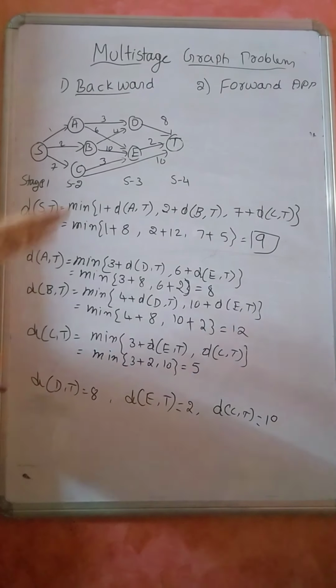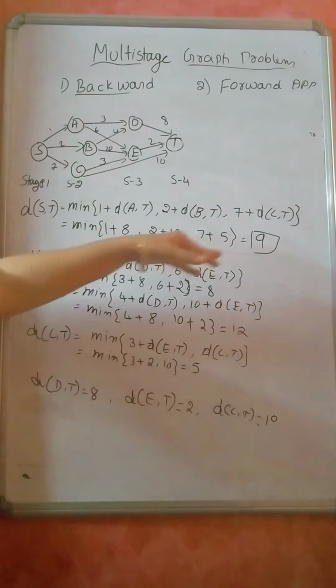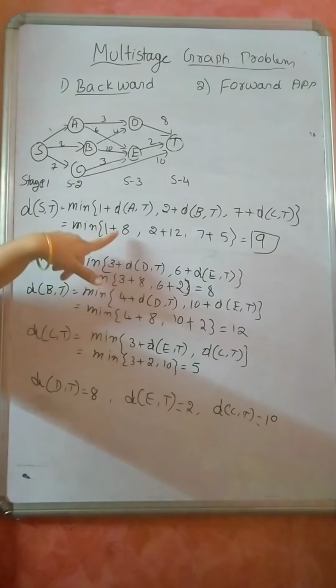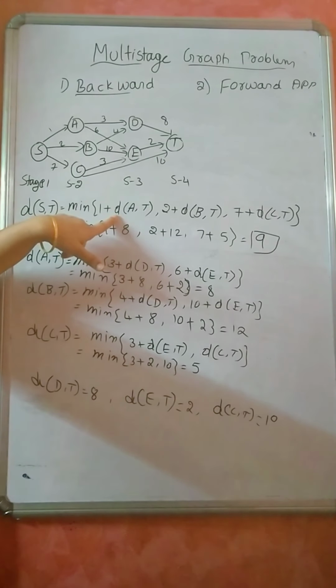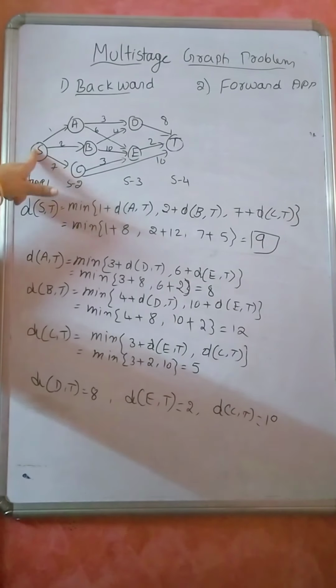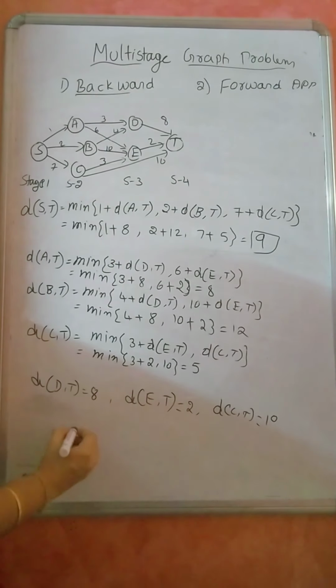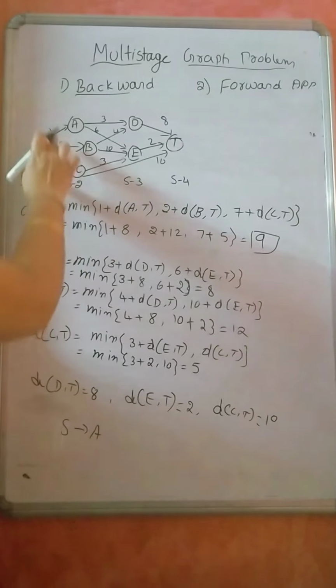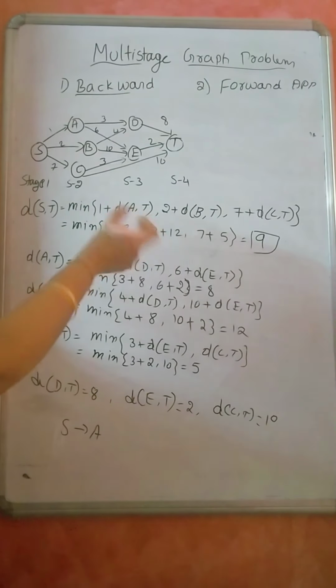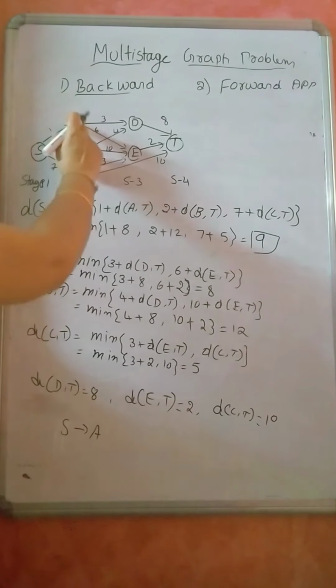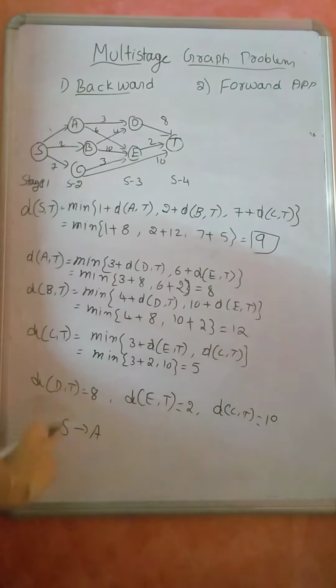Now I have to go back and check what is the path. From where I got the 9? From here. Here means which one? Means I am traveling from where to where? So I am traveling from S to A. This one I have taken. So it is S to A I am traveling, because one I have taken. So S to A. Then I have to go for D of A to T.